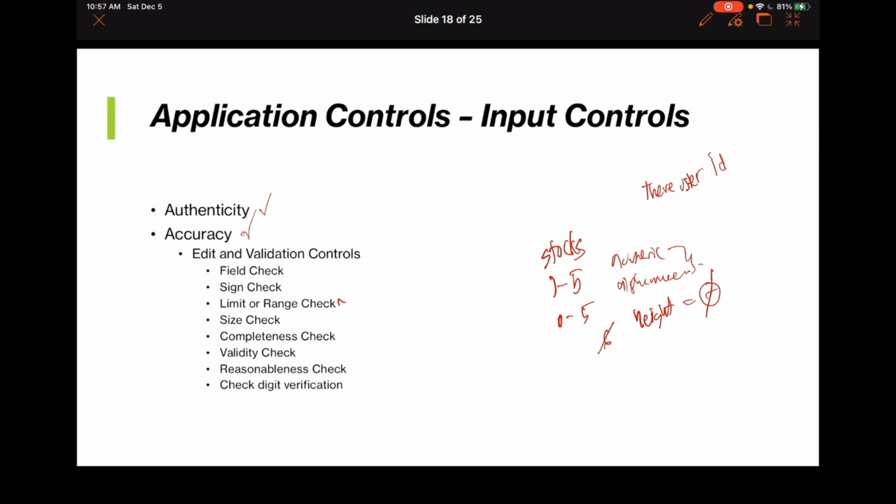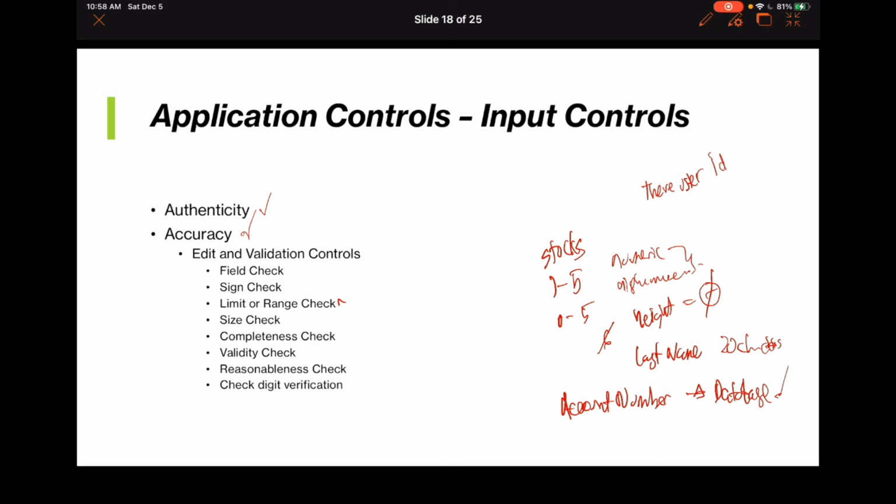Next, size check. Check that the size of the data entered fits into the specific field. Let's say your last name, it should only be 20 characters. Completeness check corroborates that all required and necessary data is entered. Next, validity check compares data from the transaction file to that of the master file to verify existence. Let's say account number. It will be checked against the bank's database if it exists. If it's invalid, it will show a message that it is invalid.